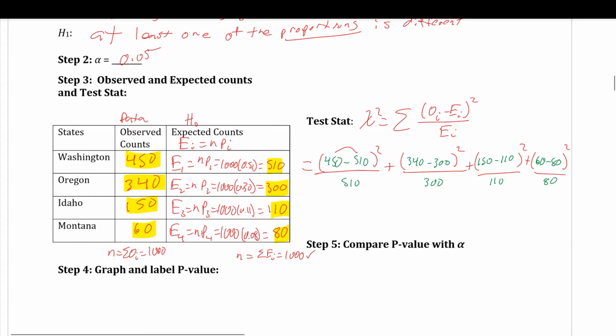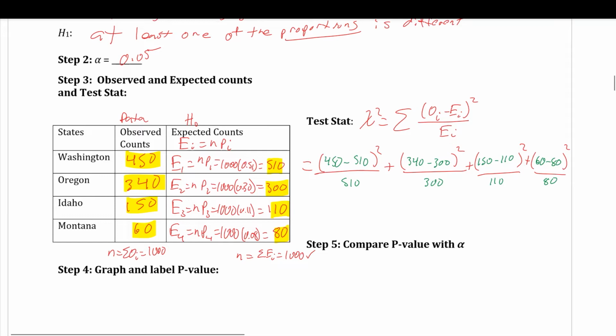Okay? So the closer the observed value matches up with the expected value, the smaller our test stat should be. And on the chi-squared graph, which we'll draw in a little bit, the closer it would be to 0. The further these are away, and then when you square it and divide it by the expected value, the more that contributes to this test statistic, and the further away from 0 on the graph it becomes.